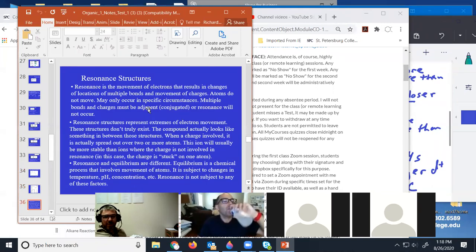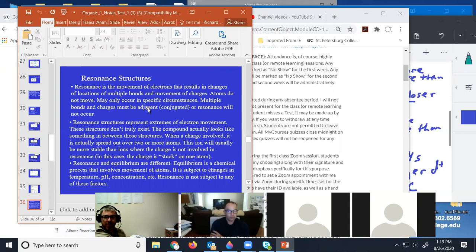This is the PowerPoint slide from hell because it's got so much information on it. I don't usually do this, but I have here. So resonant structures. Resonance is about stabilization by moving electrons around. But you're only moving electrons and bonds, not atoms. That's what a resonant structure does. And it's not an equilibrium situation either. These things are not affected by changes in temperature or pH or anything else, but just straight movement of charges and bonds.